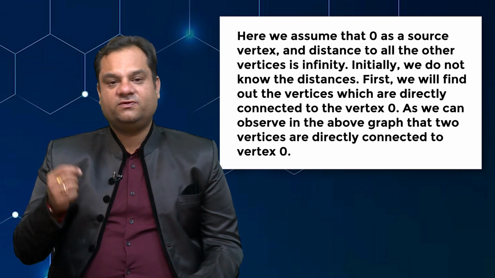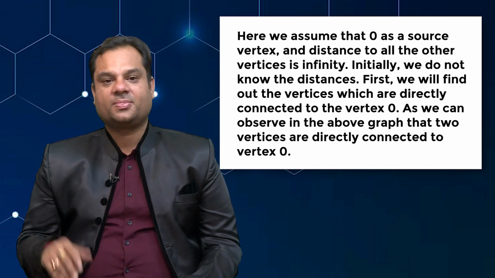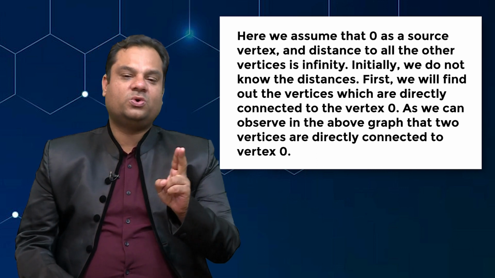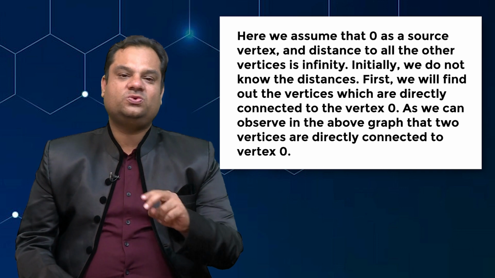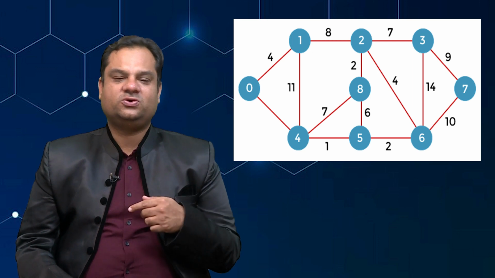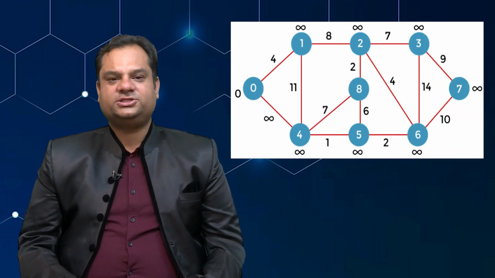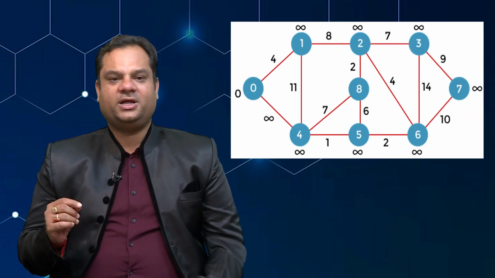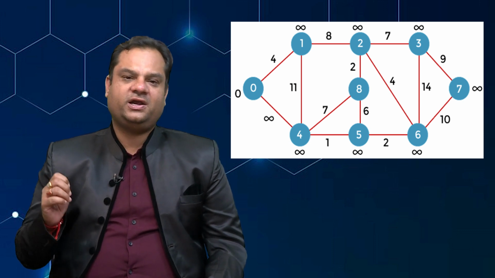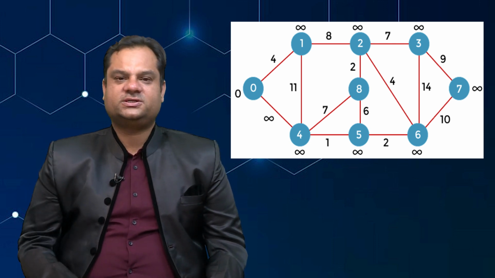First, we will find the vertices which are directly connected to vertex 0. As we can observe in the above graph, two vertices are directly connected to vertex 0. We have two edges, 0 to 1 and 0 to 4. The edge 0 to 1 has a weight of 4, and 0 to 4 is another edge which has a weight of 8. The rest of the vertices are also connected with edges having some weighted value.